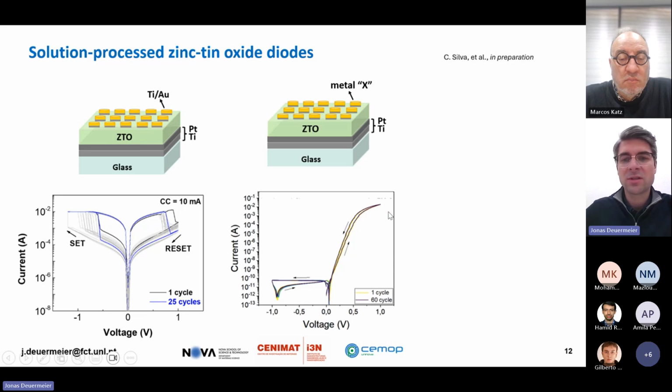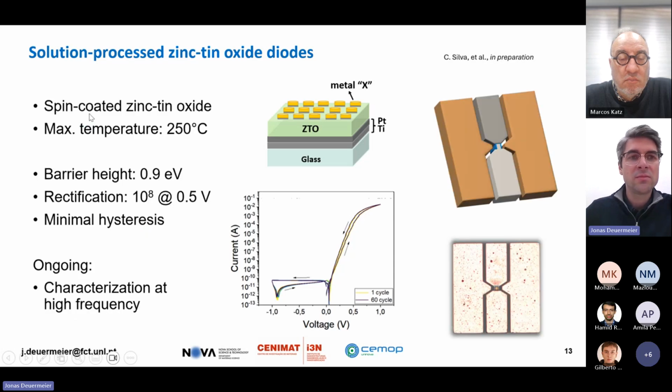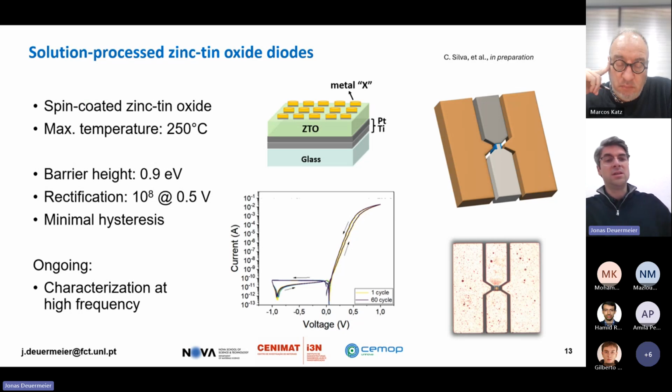pretty surprised, but then characterized them further and could see that using this spin-coated zinc tin oxide with a maximum temperature of 250, we got a barrier height of 0.9, rectification of 8 orders of magnitude at 0.5 volts, and minimal hysteresis. And then we moved further to place these diodes into a waveguide structure for high frequency characterization. This is still ongoing, but we are already seeing that we can reach about 100 megahertz. So that works for RFID applications and these things.